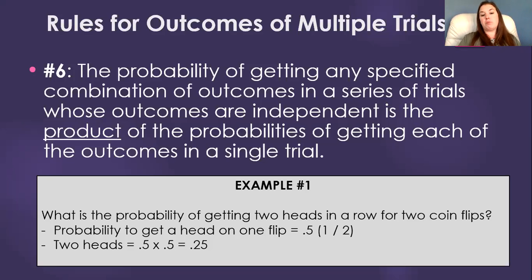And so the probability of flipping a head in one flip is 0.5, right? 1 out of 2. So to figure out what's the probability of flipping 2 heads in a row, we multiply each of those probabilities. We multiply 0.5 times 0.5 to get 0.25. So you have a 25% probability of flipping 2 heads in a row with 2 coin flips.